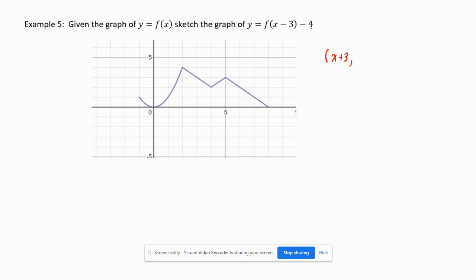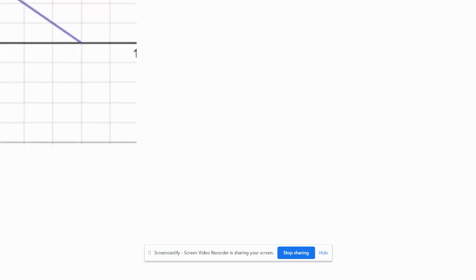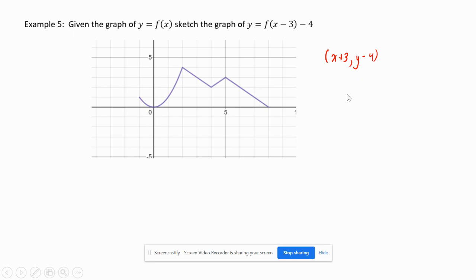And this minus 4 means we're going 4 down, so it means we're subtracting 4 from our y coordinates. Okay, so this is our mapping notation for this guy. So all I'm going to do for each point over here is go 3 right, 4 down. 1, 2, 3, 1, 2, 3, 4. This point goes 1, 2, 3, like this.